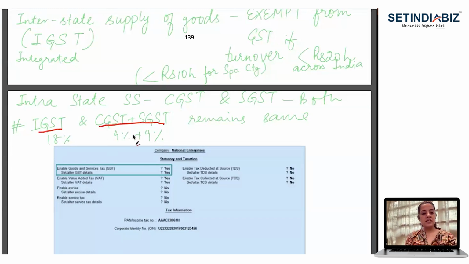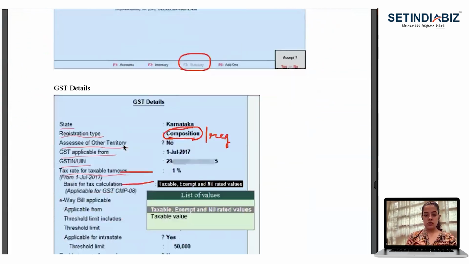This is basically for intra-state, right? Within the state, CGST and SGST. If we are doing business within the state, we are paying these two types of taxes, which is roughly approx 18%. If we are doing business across India, then also it is approx 18%. So we are being charged approx the same values only.